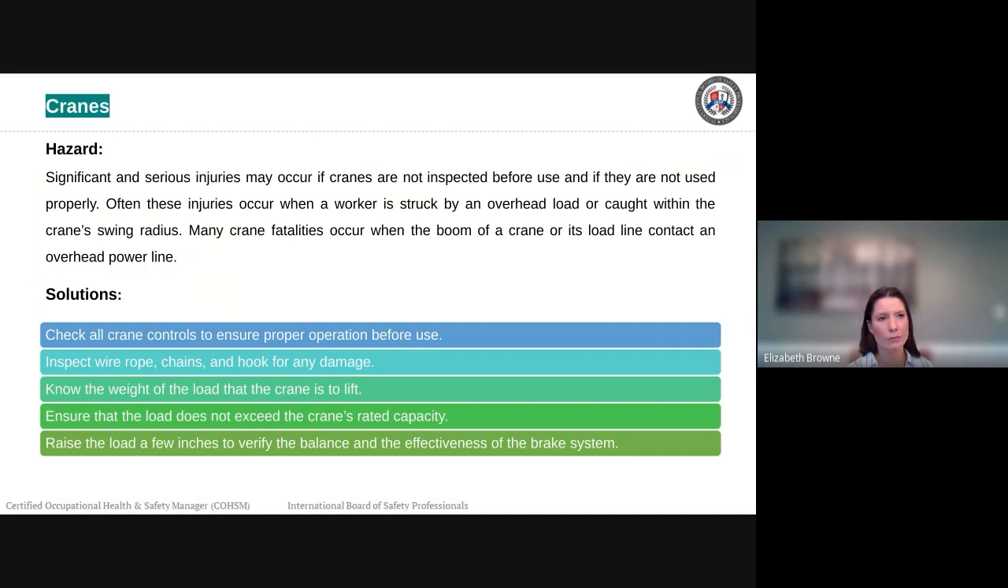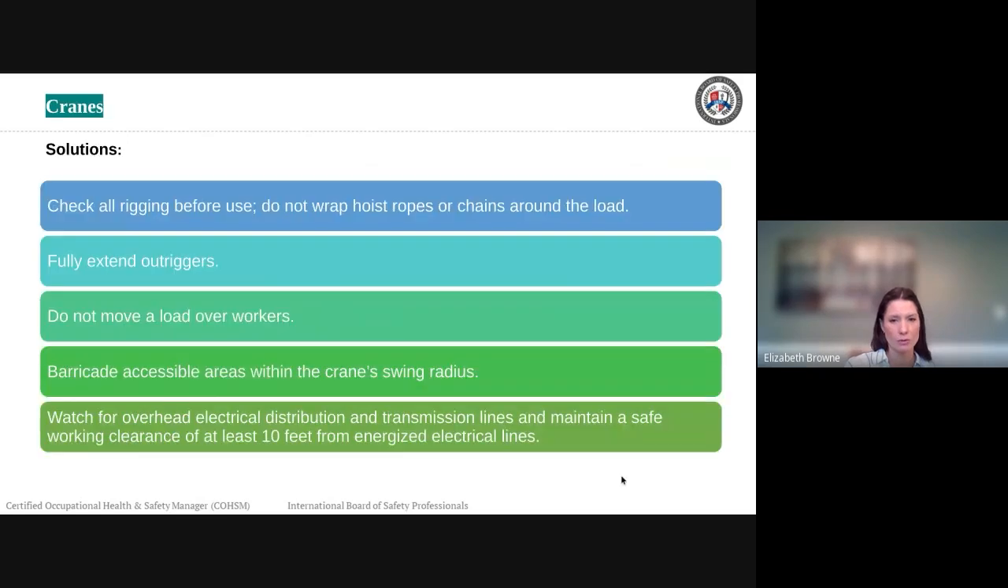So doing a full check of all crane controls when a crane is not under load. We're going to do this prior to use or before each shift. Inspect the wire rope, chains, and hooks for damage. Make sure that as an operator you know the weight of the load and know the capacity of the crane, and make sure that the load does not exceed the crane's rated capacity. And then a best practice is to raise the load a few inches to verify the balance and effectiveness of the brake system before you continue on with the full lift.